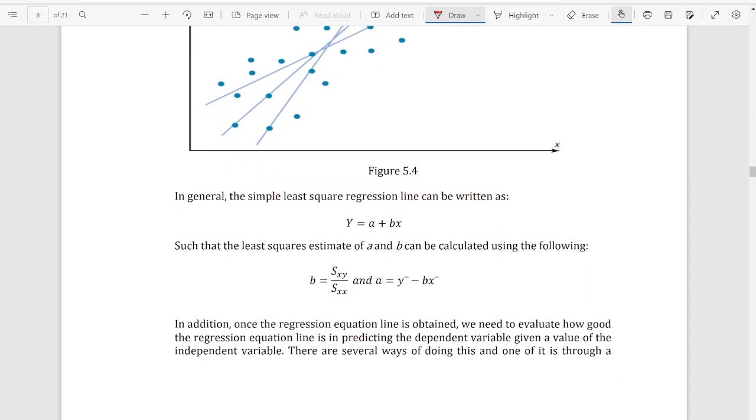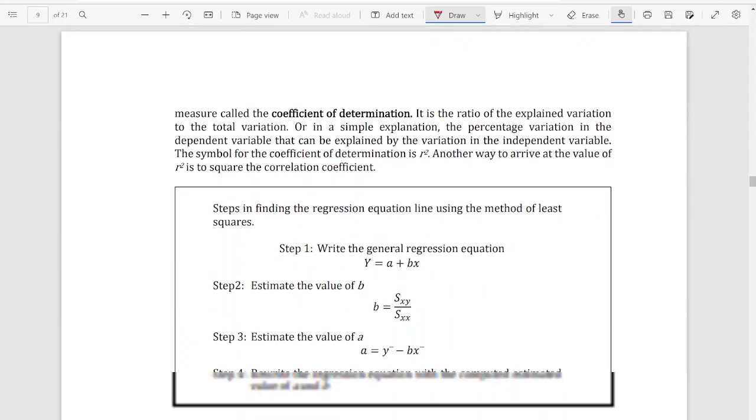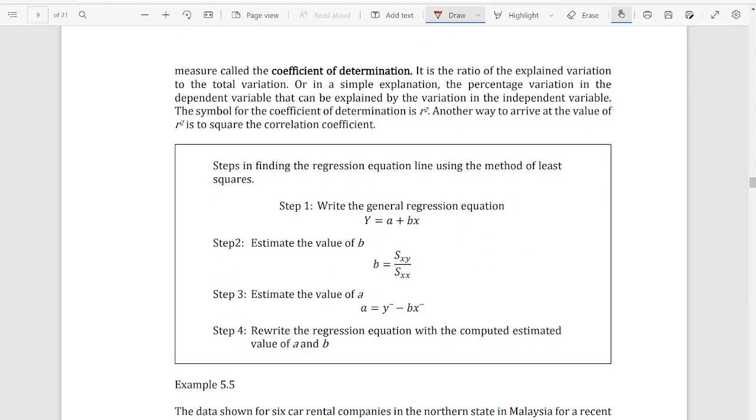Okay, the value of a is simply the mean value of y minus the b that you calculated earlier, multiplied with the average value of x. Okay, kita akan tengok macam mana kita nak kira benda ni semua. So let's see one example here. So these are the steps in order to find the regression equation. Alamak, terlari pula ni. Nanti kena betulkan balik. Okay, the steps in finding the regression equation line using the method of least square.